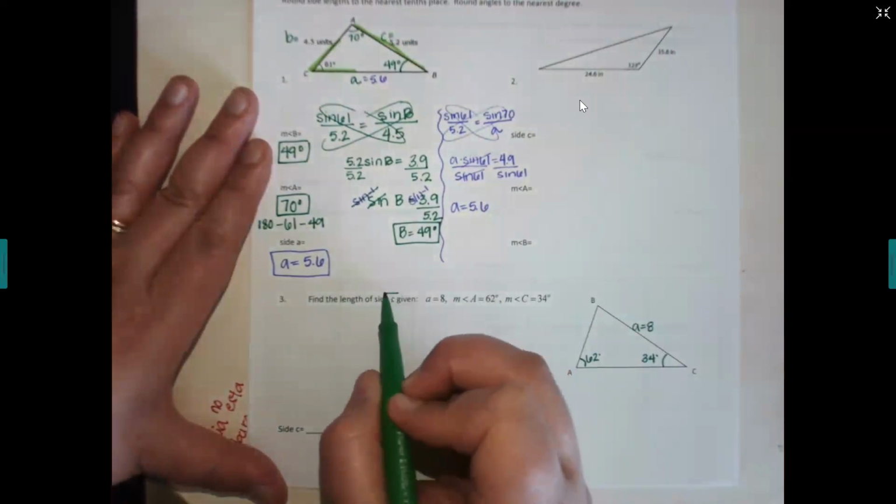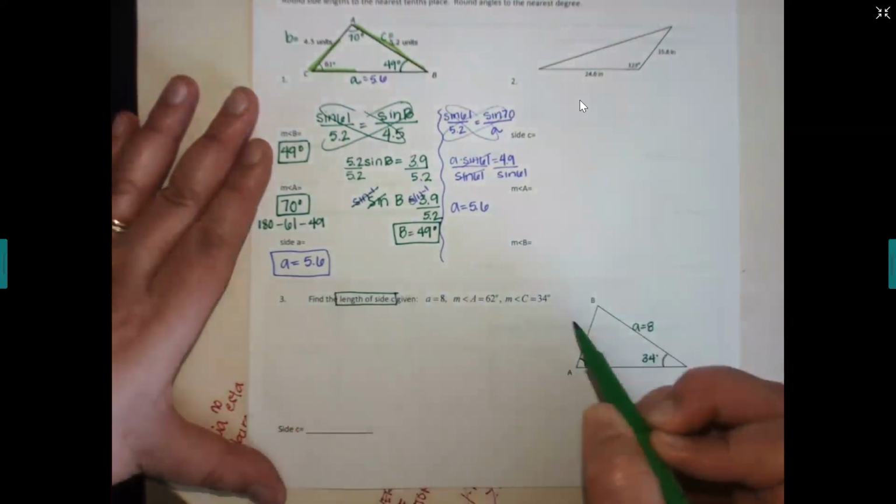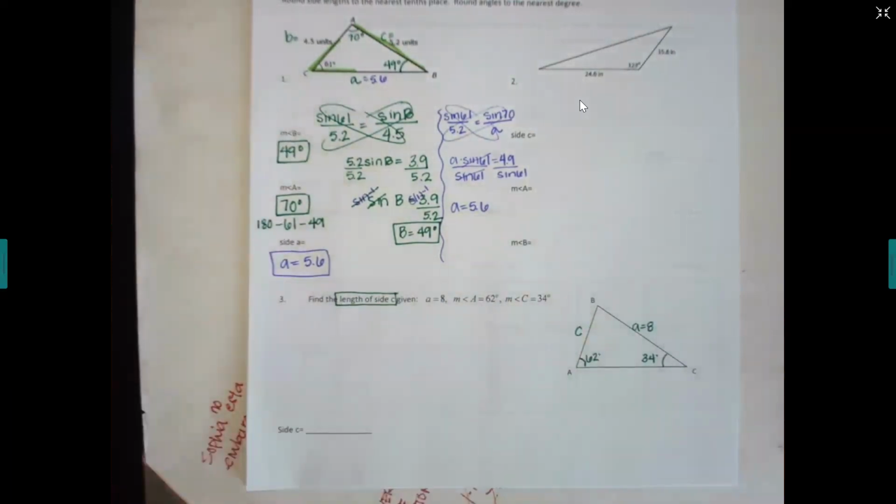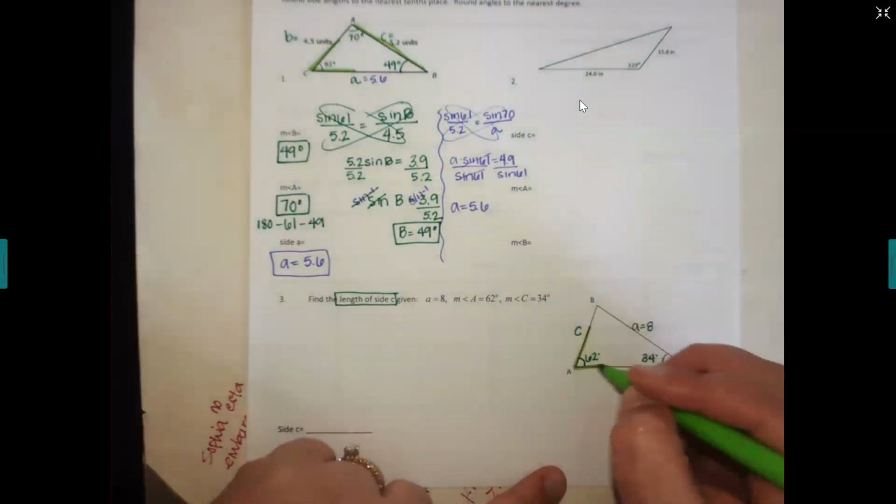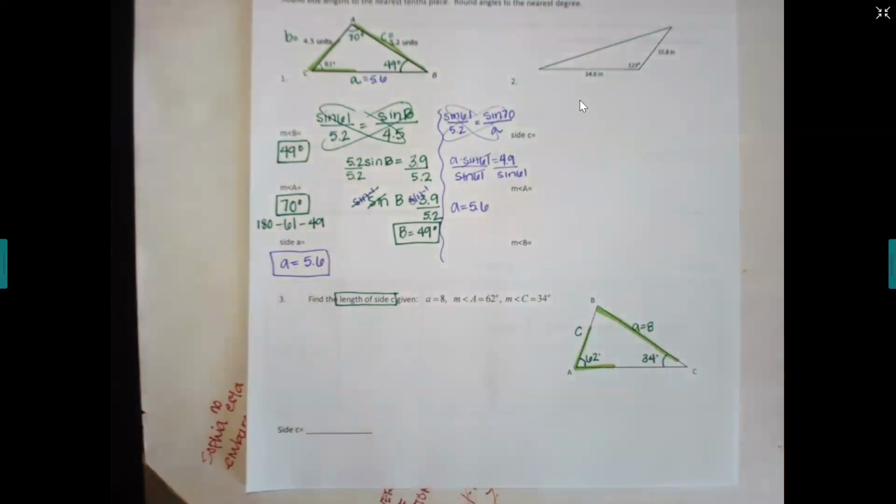But I want to find the length of side C, so that would be here. And remember, it's always capital letters and little letters across the triangle from each other. Well, then I know angle A, I know side A, then I can do law of sines. So I'll start with that.